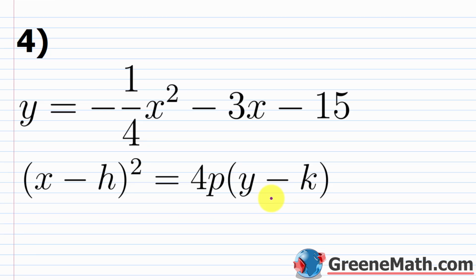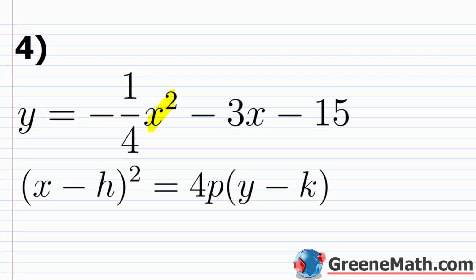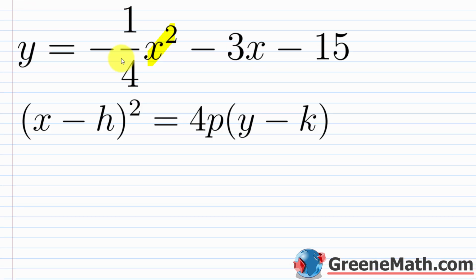All right, for problem 4. We have y equals -1/4 x squared minus 3x minus 15. So here we have x squared, so that's going to be a vertical parabola, and this -1/4, which is the coefficient of x squared, the fact that it's negative tells me that this is going to open down. So let's come down here and let's write this again. So let's just write y, I'll leave a space, equals -1/4 x squared minus 3x and then minus 15.